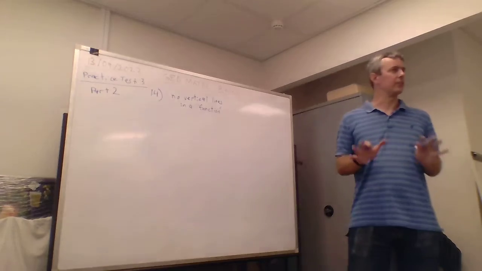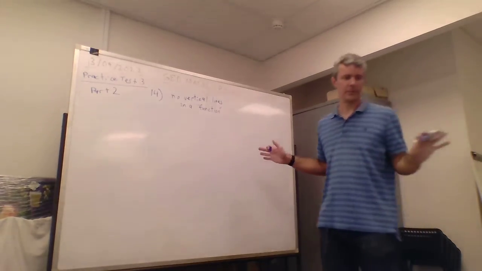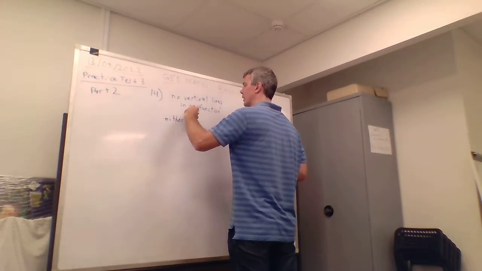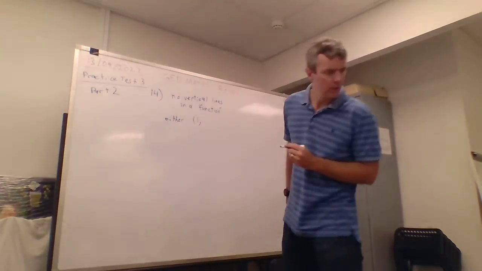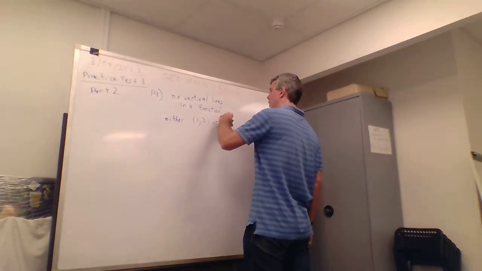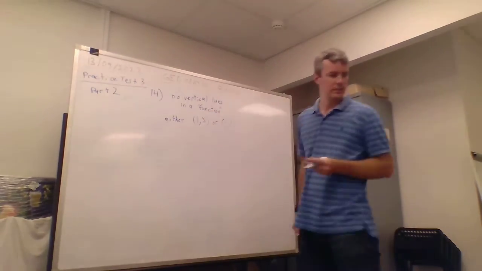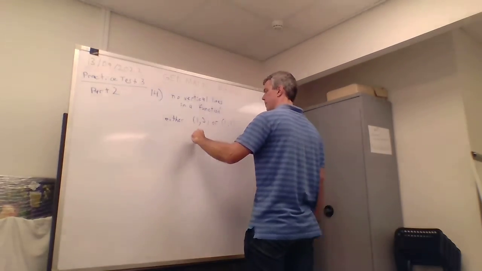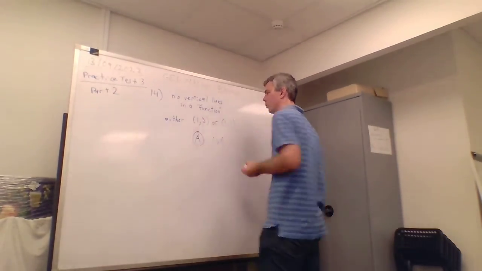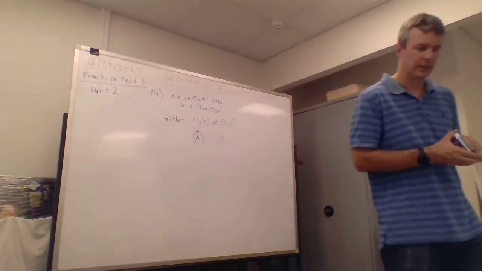No vertical lines in a function. So we have to get rid of one of them. So we either get rid of 1, 3 or 1, 1. And so that's A, because 1, 3 is not in the options. Yeah.